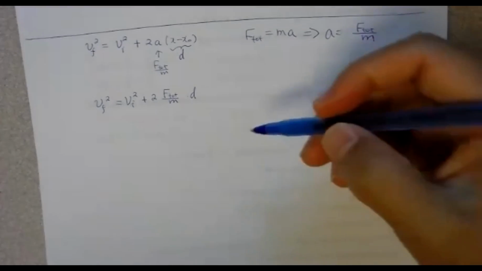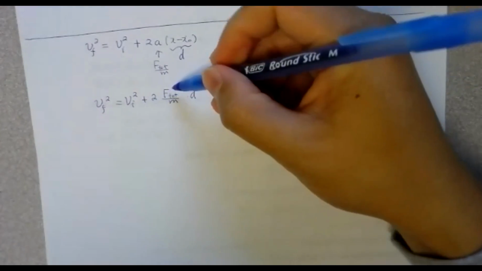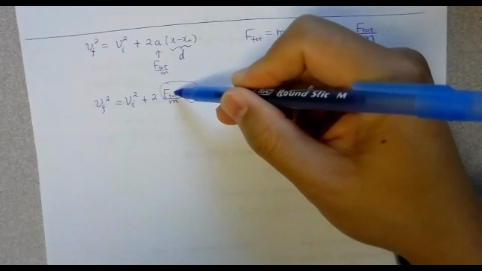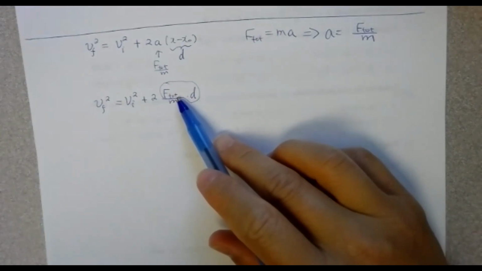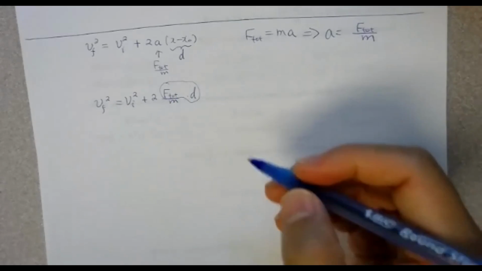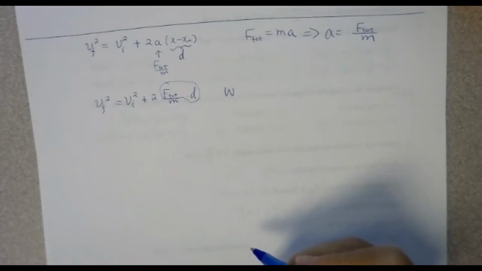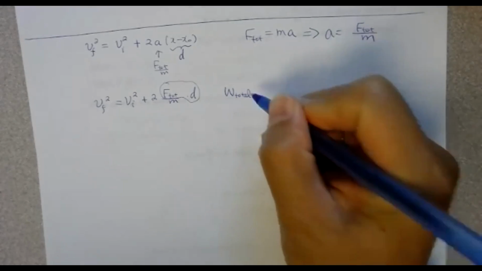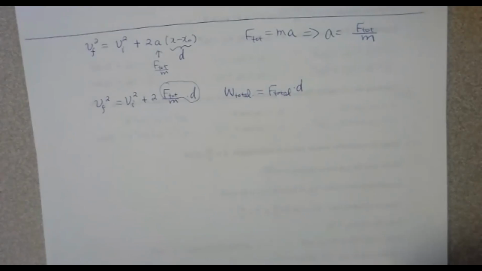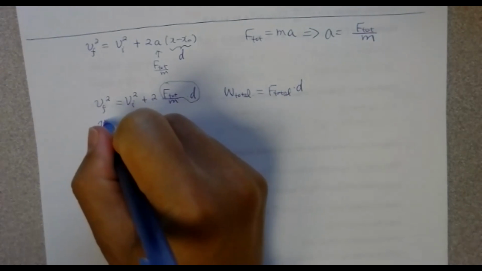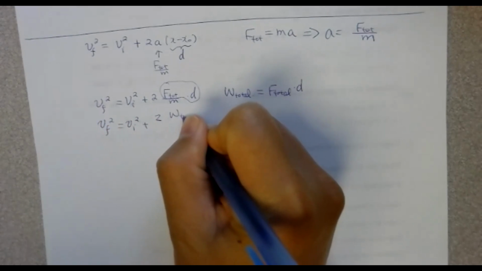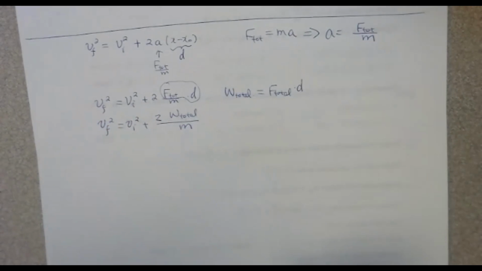Now, if you look at the second term on the right-hand side, F total times distance, this would be the total work on the apple, because force total times displacement gives you work. Or work total if you want. That equals F total times displacement. So v final squared equals v initial squared plus 2 times work total divided by the mass.